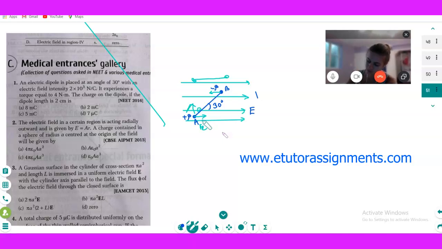Now see, this is the dipole. If one force is working this side and another force is working the other side, it will try to rotate. It is called torque. Torque means equal and opposite forces working on an object: force times the distance between these two forces.